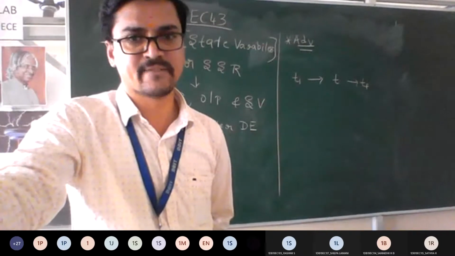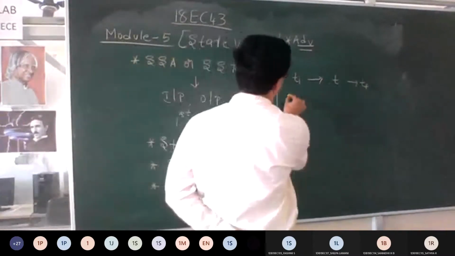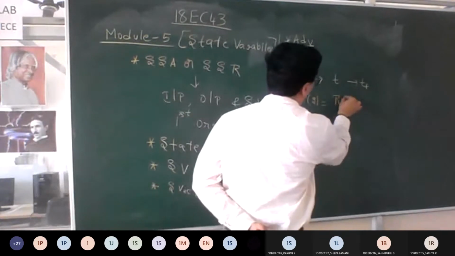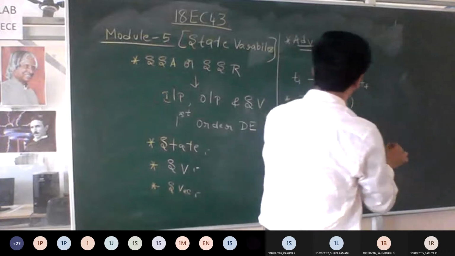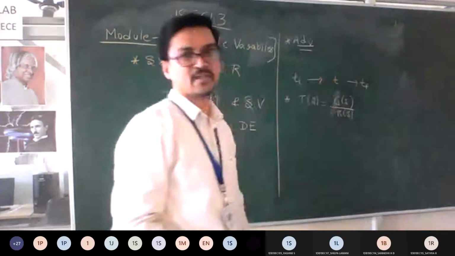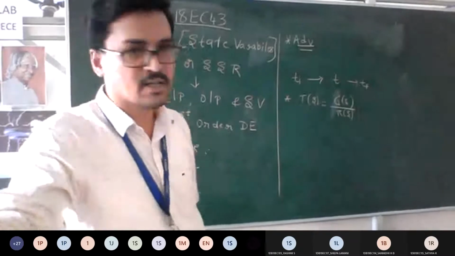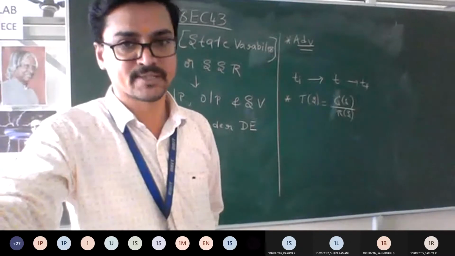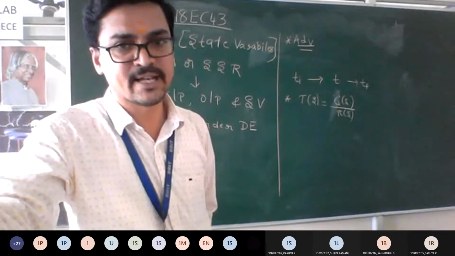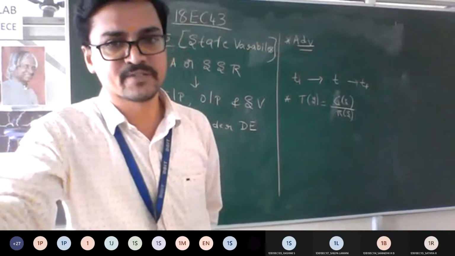Second advantage: more accurate than transfer function. I hope everyone remembers this: T(s) equals, sorry, C(s) by R(s), output by input. This is the transfer function you have calculated using your block diagram as well as your signal flow graph. Compared to this, the system model or state model is going to be more accurate than the transfer function. You can just add this: it is more accurate than transfer function.